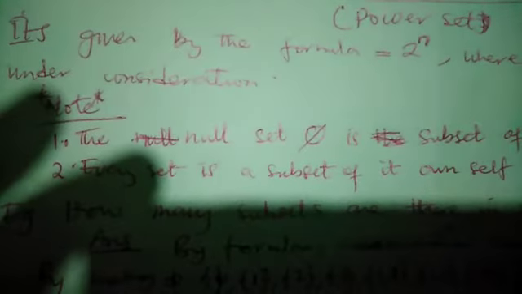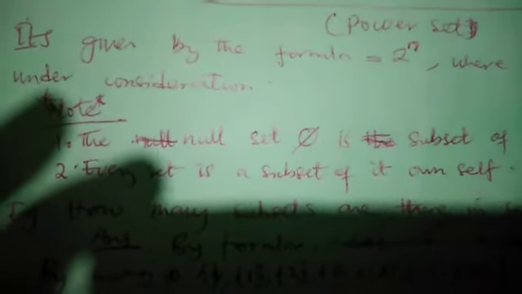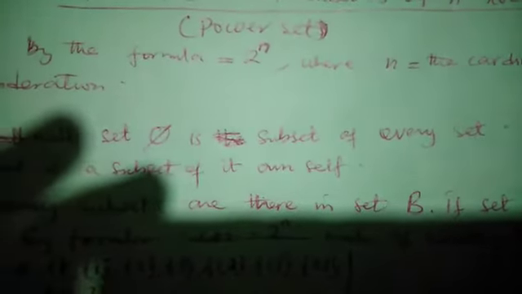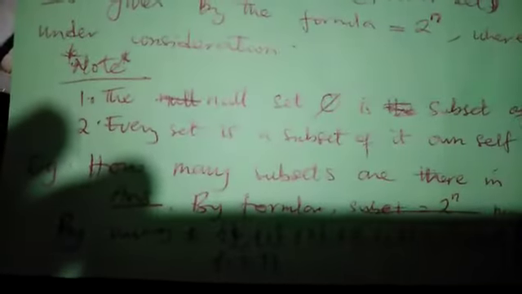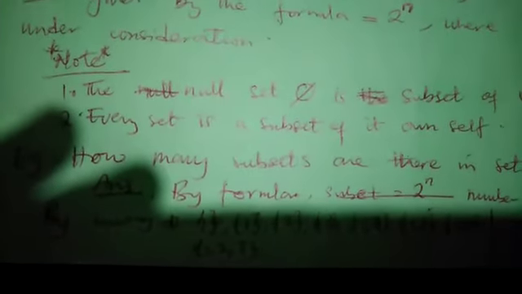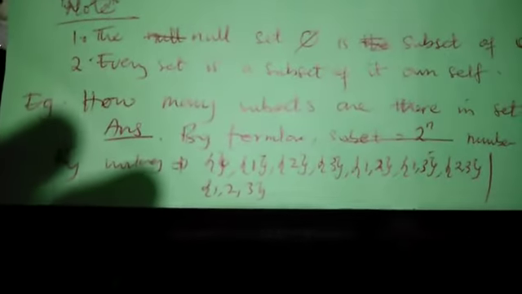Calculating the number of subsets in a set, there are certain things that must be known. 1. The null set, which is the empty set, shown by the symbol like a 0 with a cross over it, is a subset of all sets. 2. Every set is a subset of its own self.